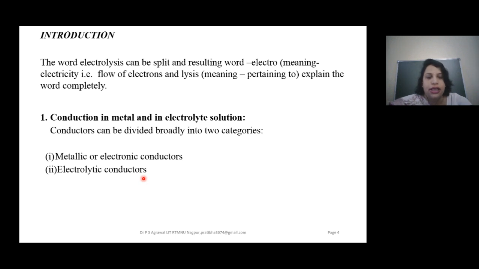Now, the cell contains a water solution of electrolyte in which we dip two metallic rods. We call them electrodes. These rods are connected to the two terminals of the battery, which is a source of electricity. The electrode connected to the positive terminal attracts the negative ions, and the electrode connected to the negative terminal of the battery attracts the positive ions, known as the cathode.